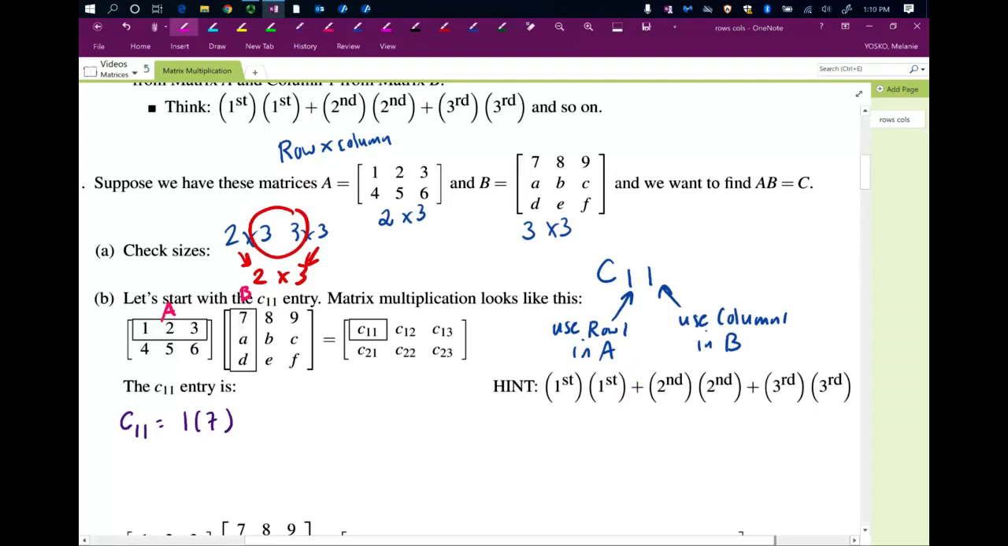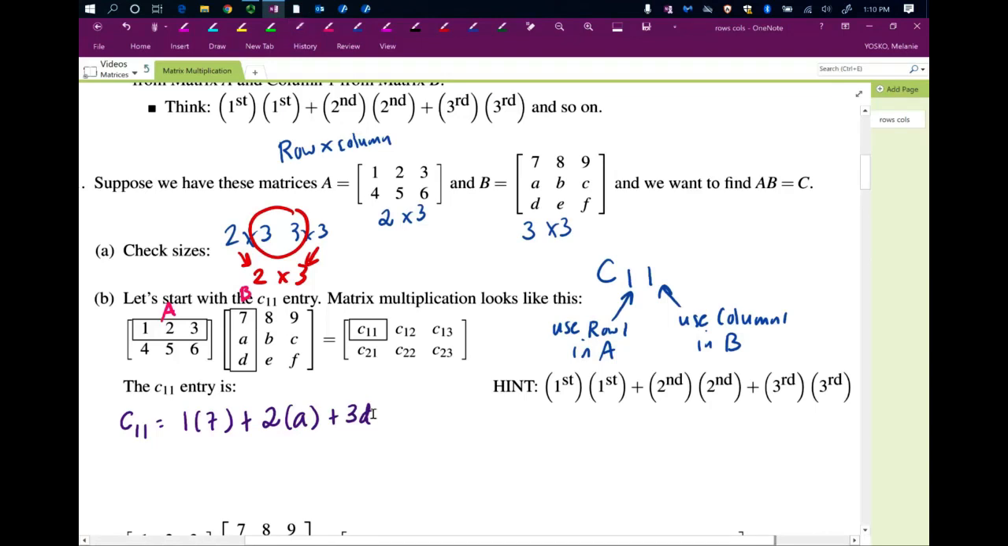Okay, then we say plus the second times the second. So the second entry in A, but I'm looking at a row, so a 2, times the second entry in B, but I'm looking at the column, so an A. Do you see that? First times the first, plus second times the second, plus third times the third, plus 3D.